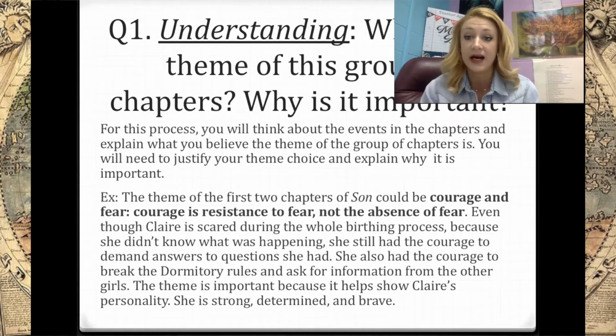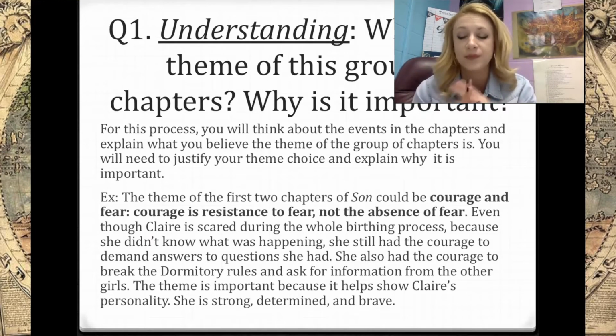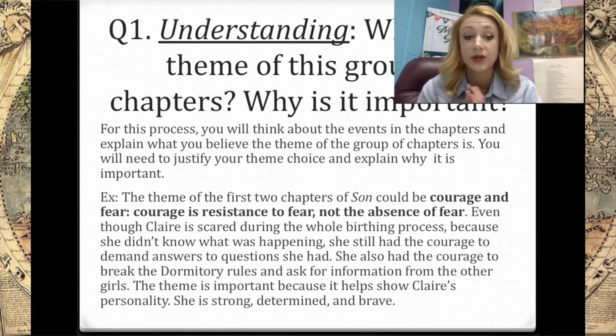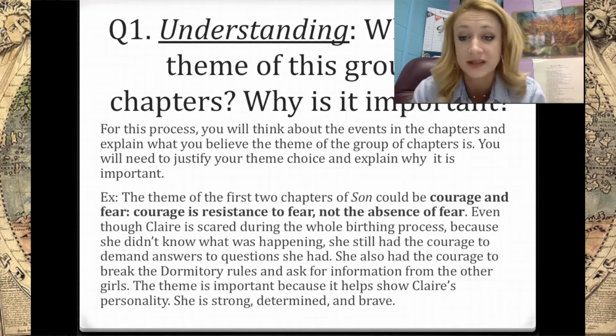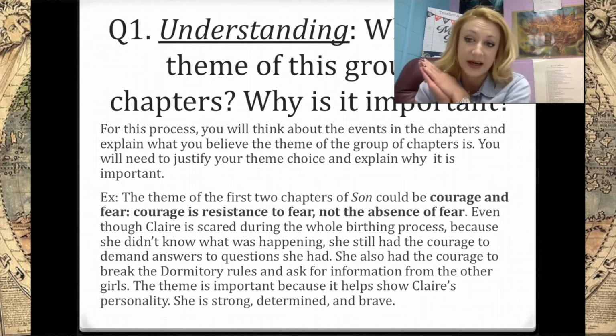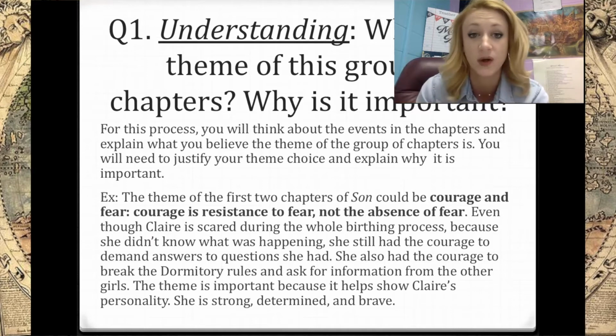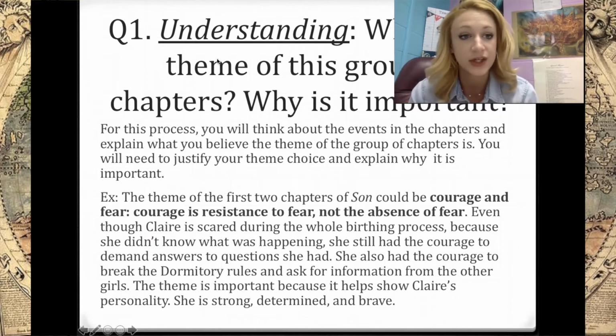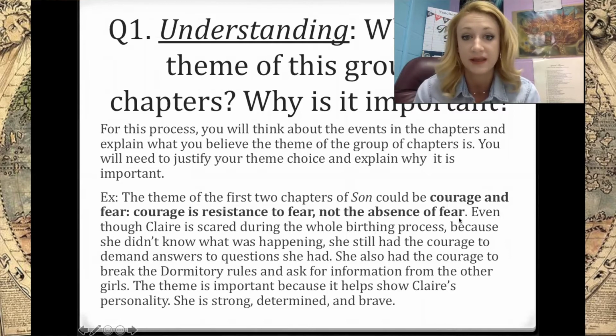So here I went through the first 2 chapters. I was looking at what a theme and message might be. There is no wrong answer as long as you can justify it. And then I thought about how I can relate that to specific events within the chapter chunk and tied it all together. So that's going to be your Q1, your question 1 on your map: what is the theme of the group of chapters and why is it important?